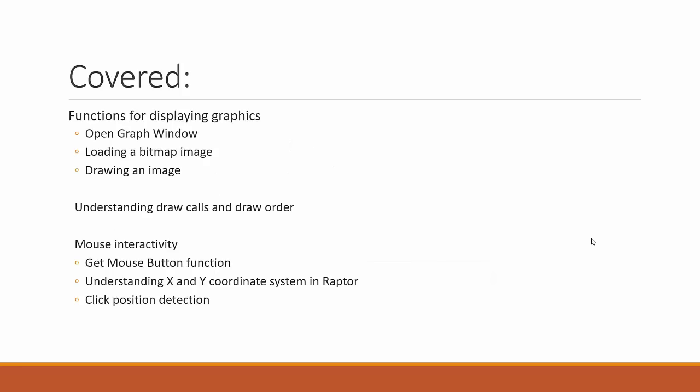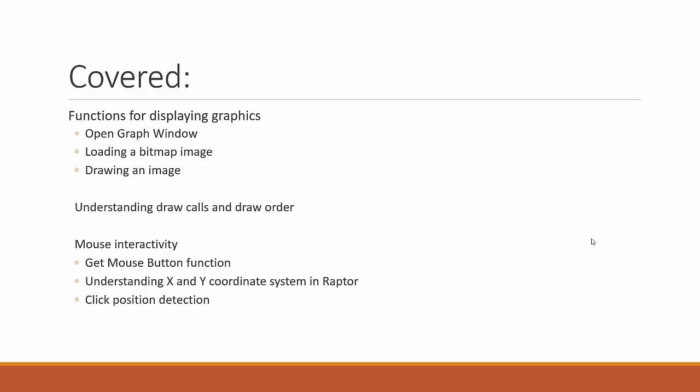In this, we're going to try and cover the functions required for displaying graphics, understanding draw calls and draw order, and mouse interactivity. Among the functions for displaying graphics are the Open Graph Window function, loading a bitmap image functionality, and drawing an image. These are three different functions.